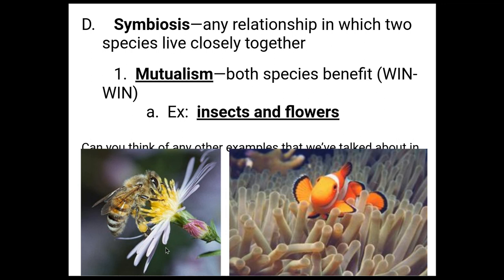So if we're thinking about insects and flowers, insects get nectar from flowers, so they win in that process, while flowers get insects to take their pollen so they can produce more flowers somewhere else. So it kind of travels. So that is a win-win relationship. So it's mutualistic.